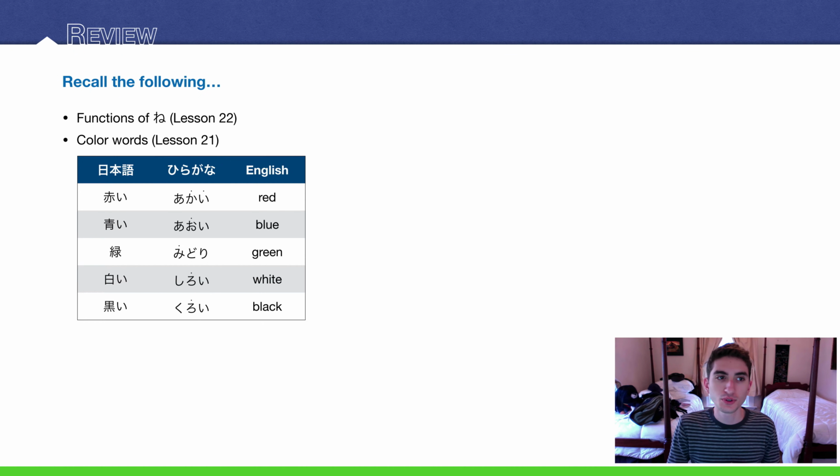A few things to review. Review the functions of ne in lesson 22, and then it would be wise to review the color words from lesson 21. Akai, aoi, midori, shiroi, kuroi. Okay, red, blue, green, white, black.